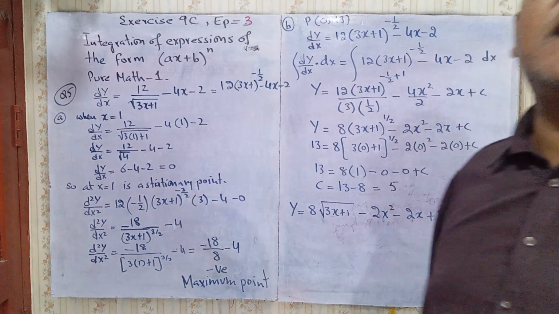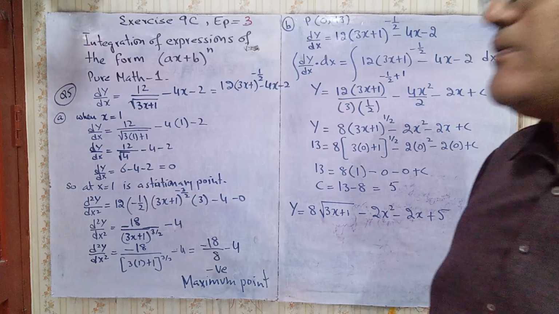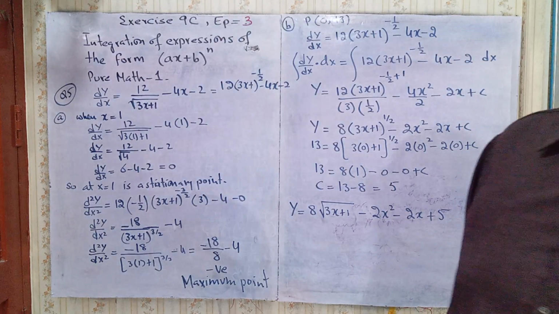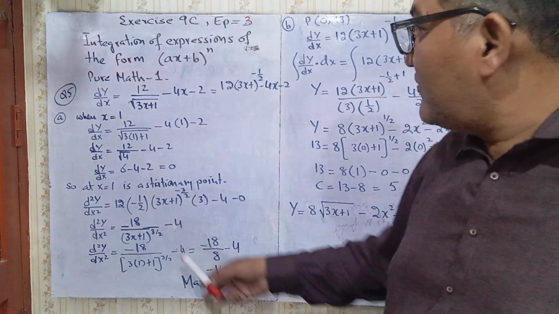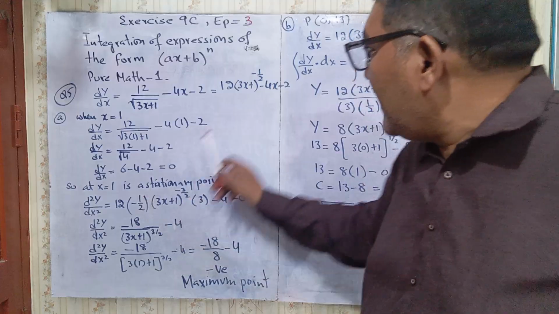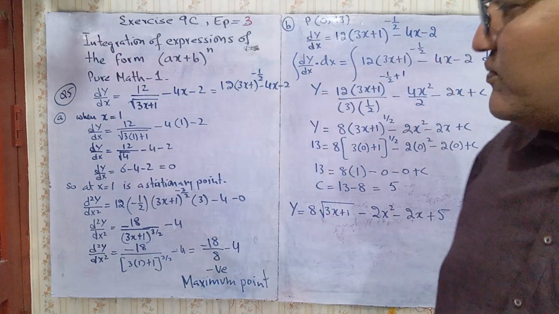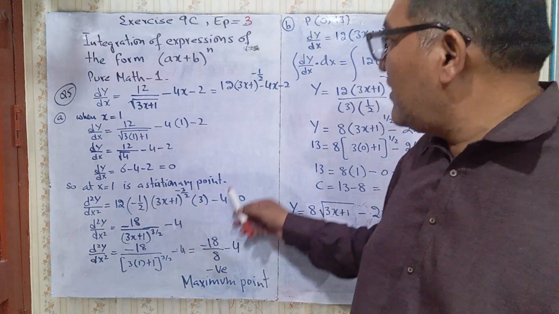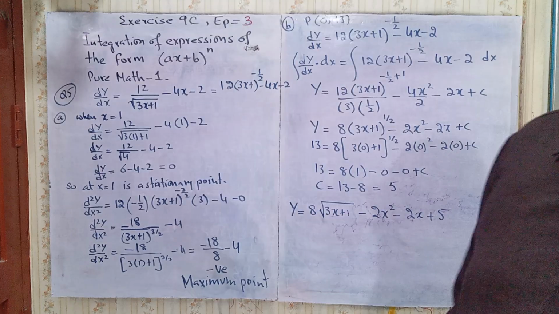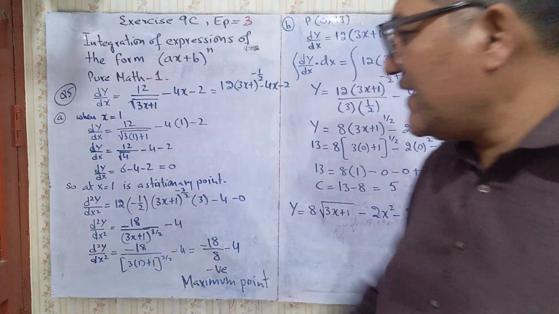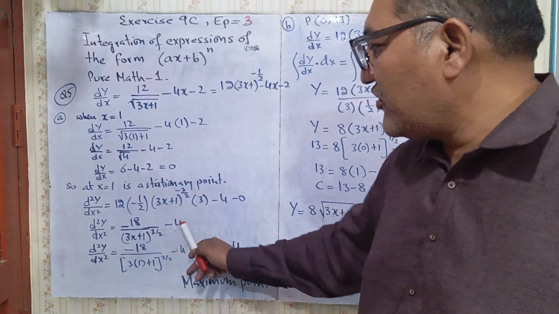Now we want to find out the nature of that stationary point. We want to decide whether this is a maximum point or a minimum point, so we will have to take the second derivative. This is my first derivative, so I will take its second derivative. The power 12 comes to the side, the power is decreased by 1, so (3x plus 1) raised to the power minus 3 by 2, and its derivative will be 3. Minus 4x, its derivative is minus 4. Minus 2, its derivative is 0. So d squared y by dx squared equals minus 18 divided by (3x plus 1) raised to the power 3 by 2, minus 4.